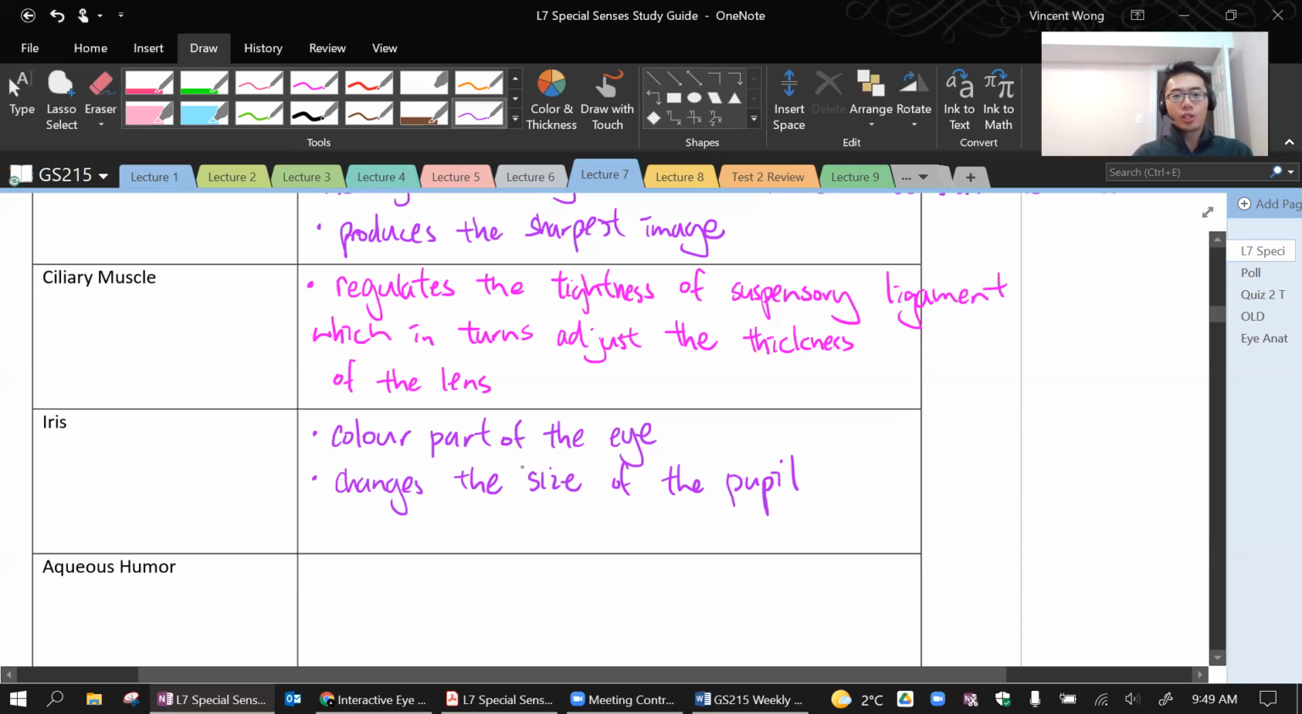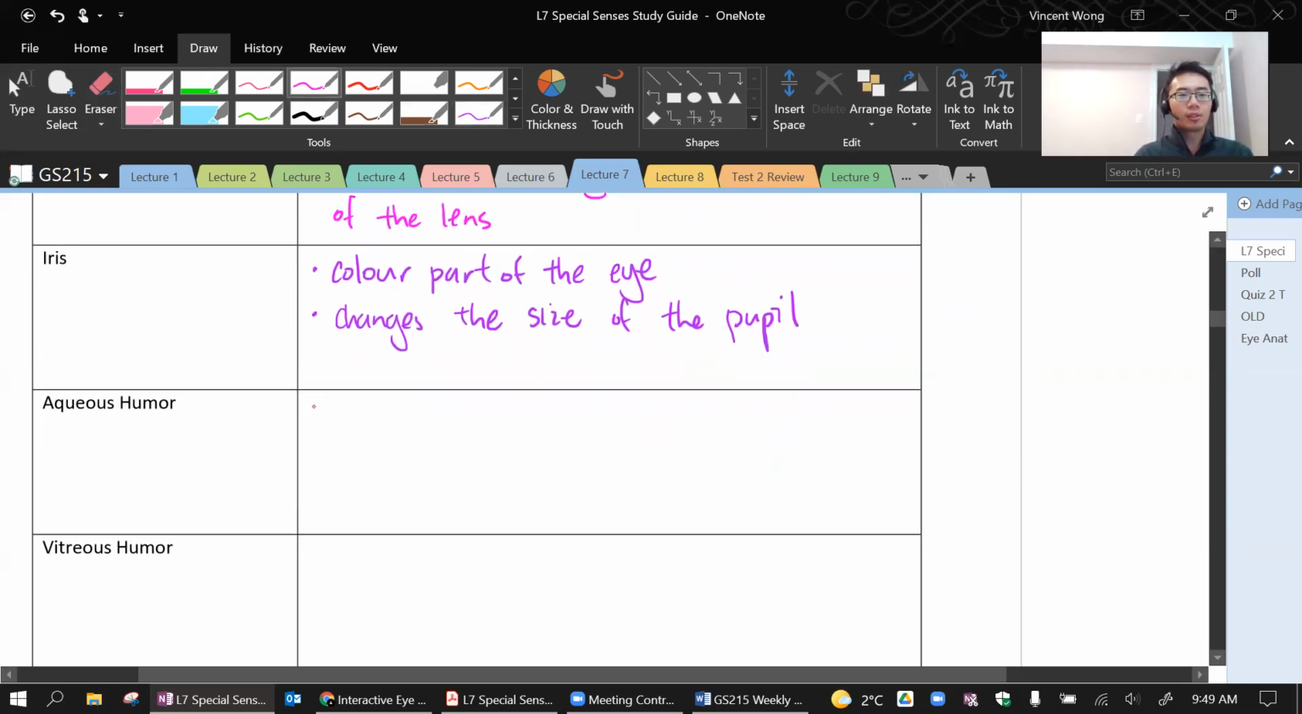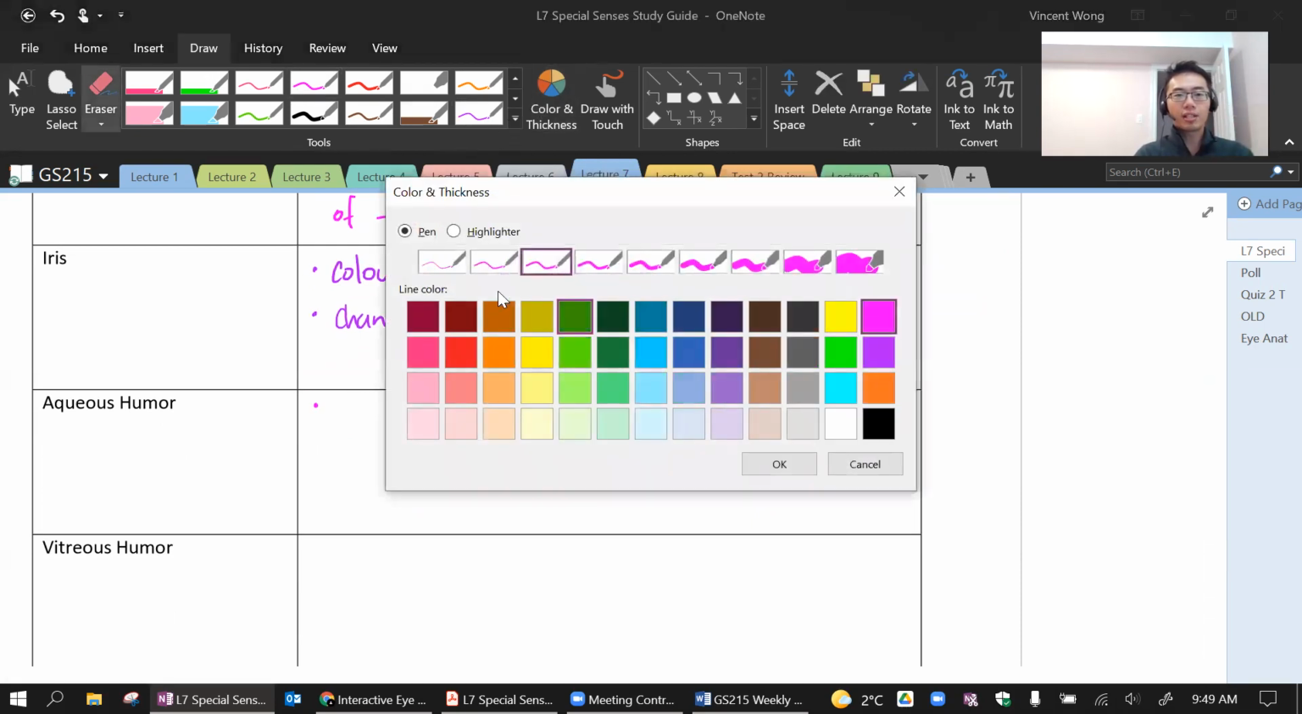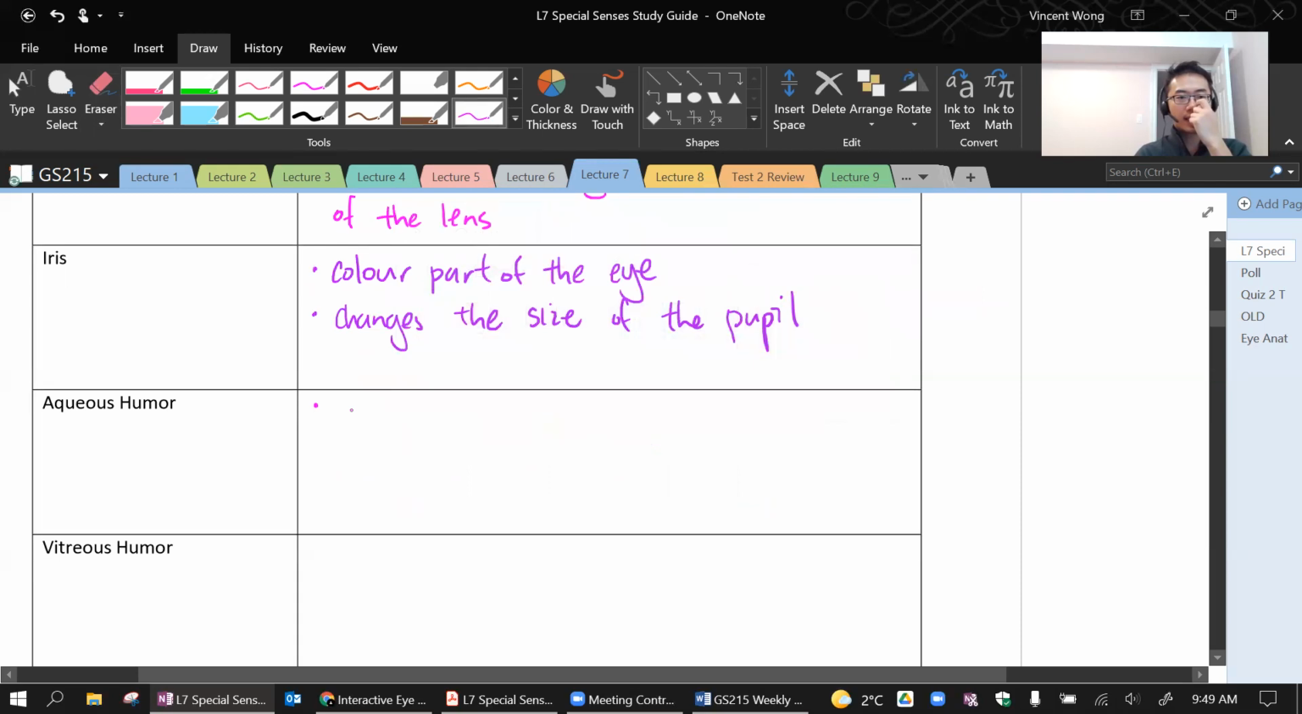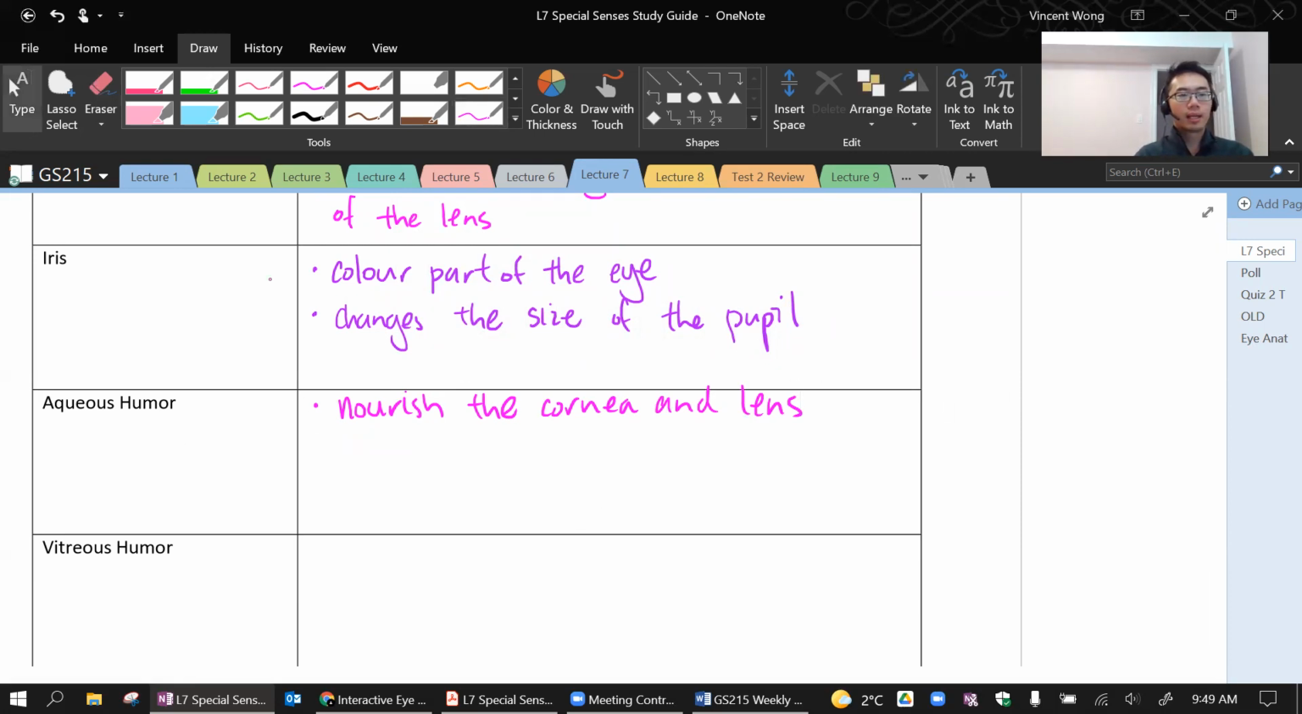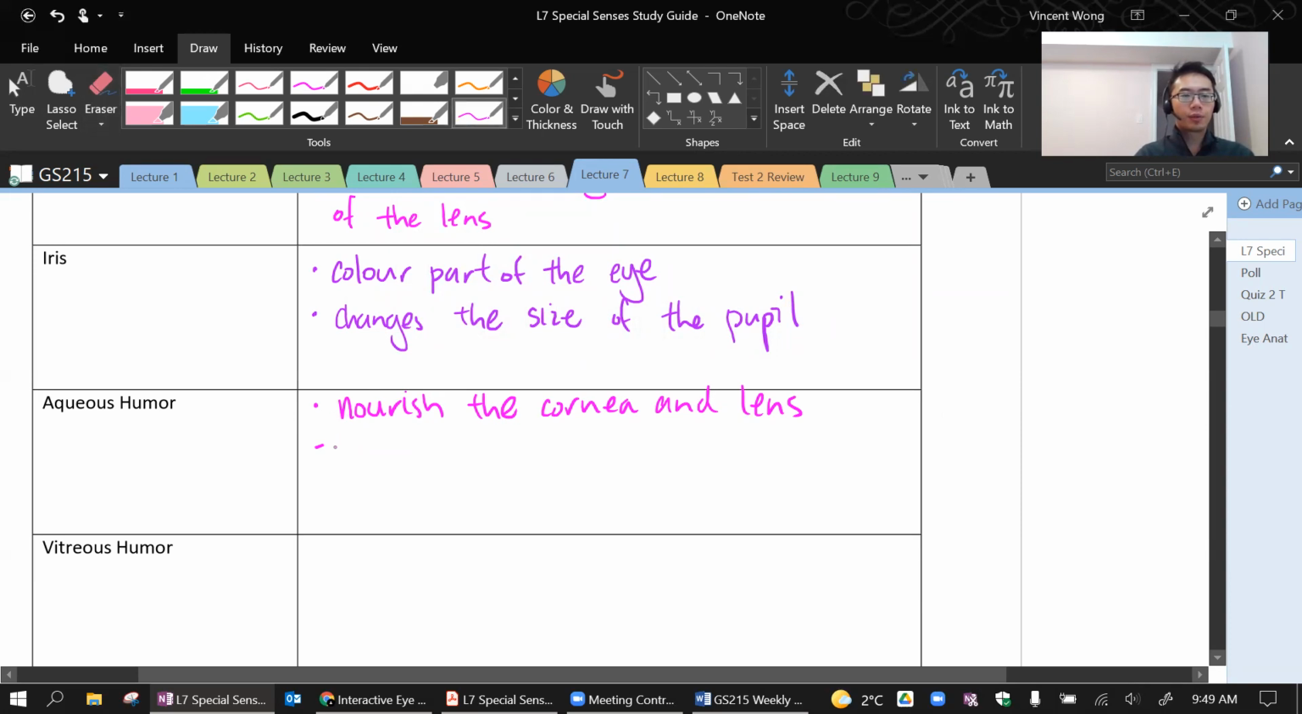Okay, aqueous humor. What is aqueous humor? Aqueous humor is the liquid that is at the front of the eye, right? Okay, so this one is going to nourish the cornea and lens. Okay, it contains nutrients. It also helps reinforce the shape of the eyeball. Okay, the front part anyways.